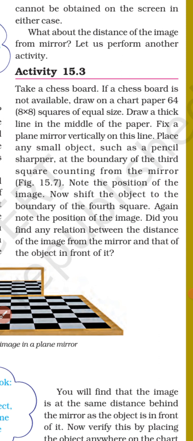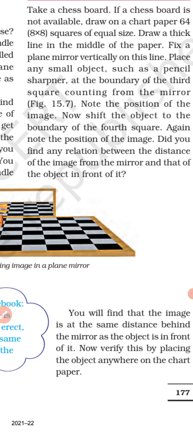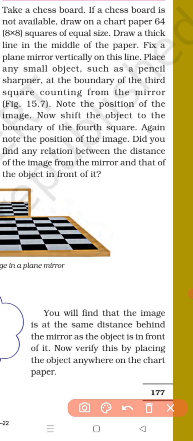Did you find any relation between the distance of the image from the mirror and that of the object in front of it? Yes. What is the relation? We'll find that the image is at the same distance behind the mirror as the object is in front of it. It is equal. That means the image distance is equal to the object distance. The image formed in a plane mirror is at the same distance behind the mirror as the object is in front of it. Clear?